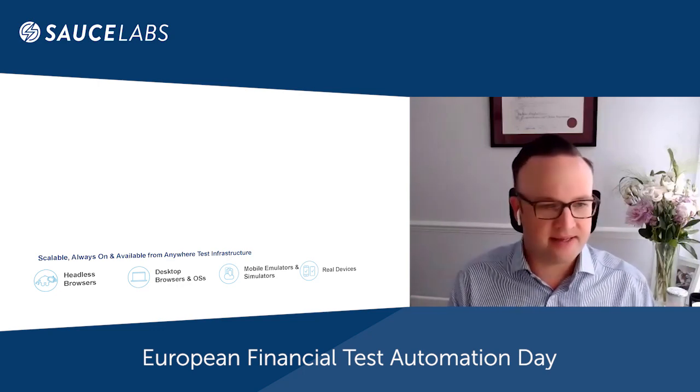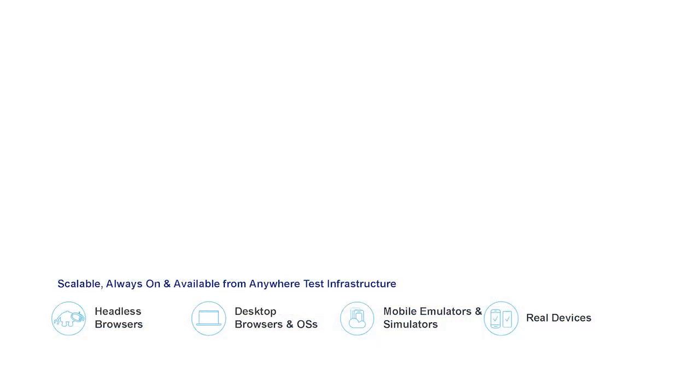Sauce Labs has essentially all of the environments that you need to test your application on. And we have 4 different categories of environments. All of these are scalable, they're always on, and they're available for you to test from anywhere. The 4 categories we have are headless browsers. Firefox and Chrome browsers available in a headless mode, enabling us to get early indications in test early on in the software development lifecycle, so getting very fast feedback early on.